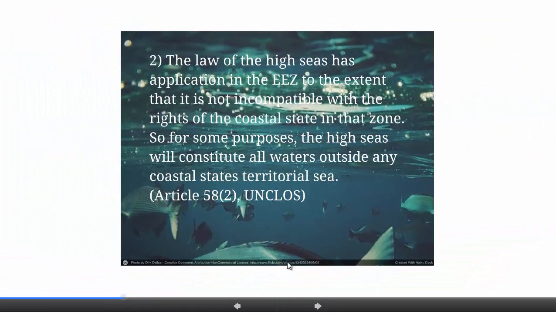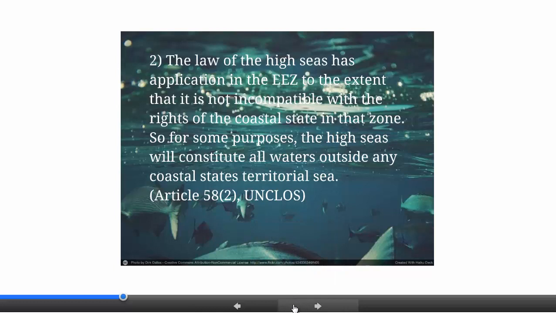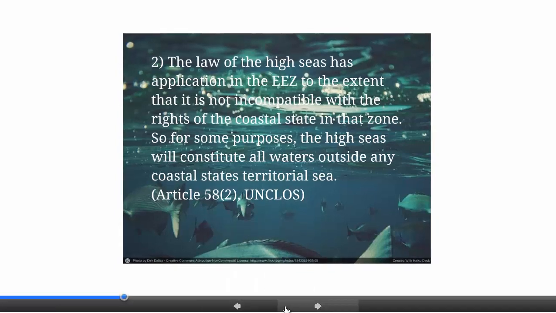The second point to note is that actually the law of the high seas still applies in the EEZ to the extent that it is not incompatible with the rights of the coastal state in that zone. So for some purposes the high seas still constitute all waters outside any coastal state's territorial sea, and that rule giving the high seas some application in the EEZ is found in Article 58.2 of the UN Convention on the Law of the Sea.